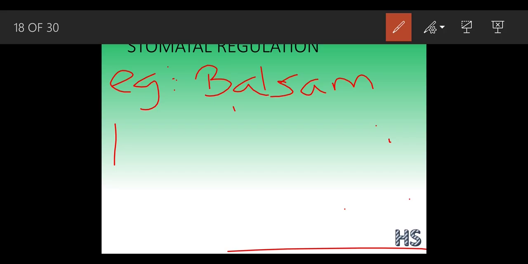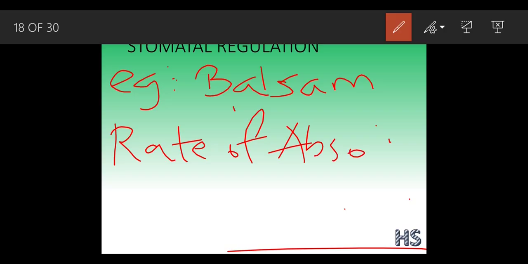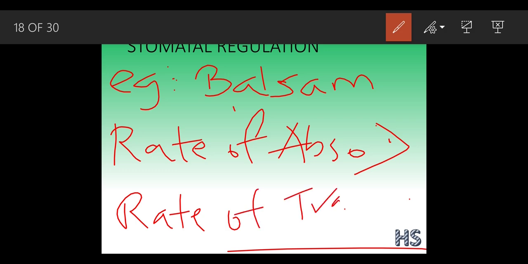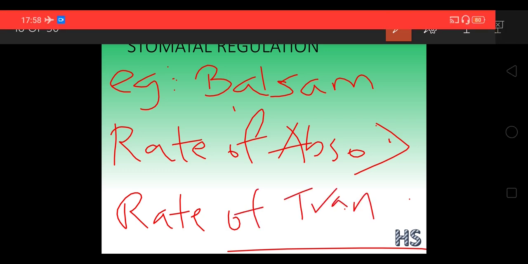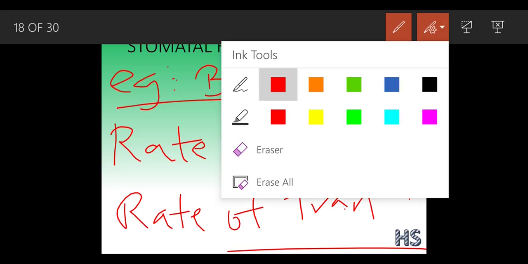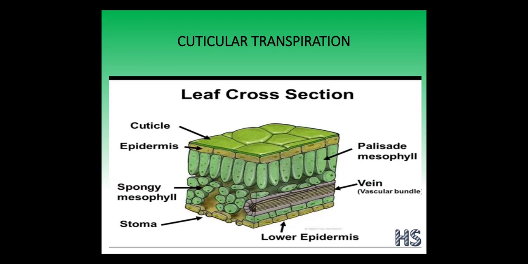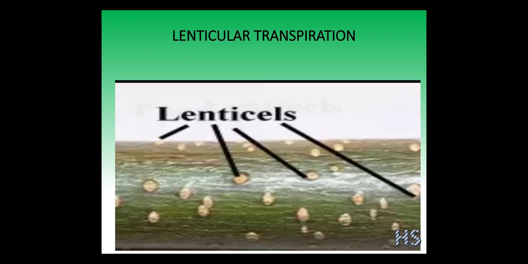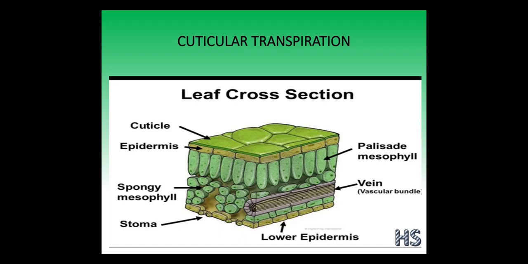During night time the rate of absorption exceeds the rate of transpiration. So that is why they can maintain their turgidity, so that the balsam plant does not die. Now we are going to discuss cuticular transpiration.